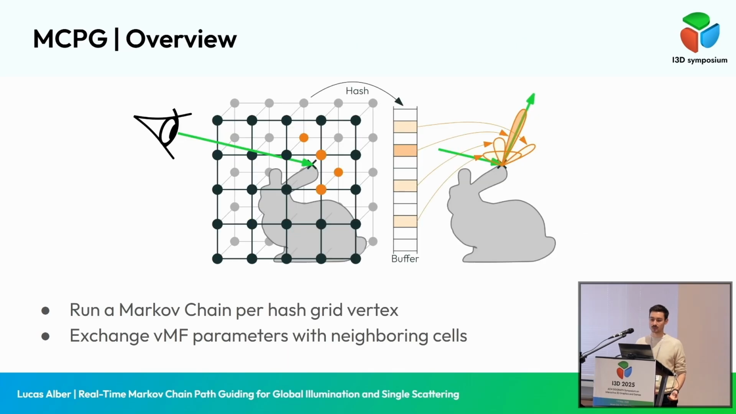For that reason, we use a hash grid in real space, where we run a Markov chain per hash grid vertex. Here, each vertex stores a Markov chain state consisting, for example, of a mean position and mean cosine, from which we can reconstruct the von Mises-Fisher parameters more robustly after sharing. We also store a weight for the Markov chain and for a sampling step, which is part of the guiding procedure I present now.